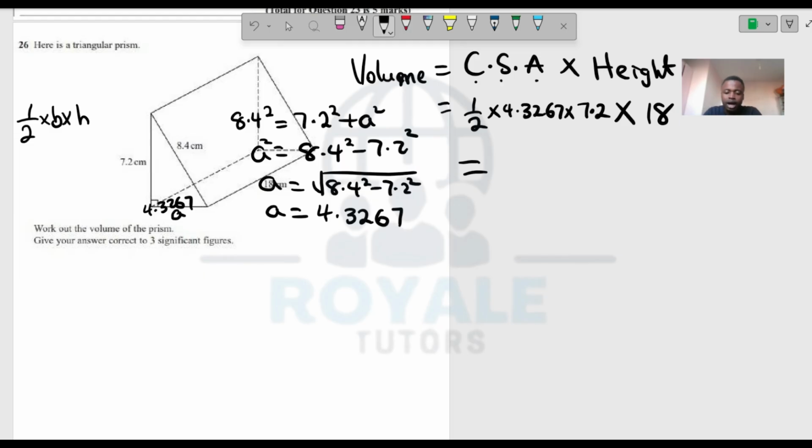So you have half multiplied by 4.3267 multiplied by 7.2 multiplied by 18. And that's going to give us 280.37016. And this, we have to approximate it to 3 significant figures. That will be 280 to 3 significant figures, and that will be centimeter cubed.